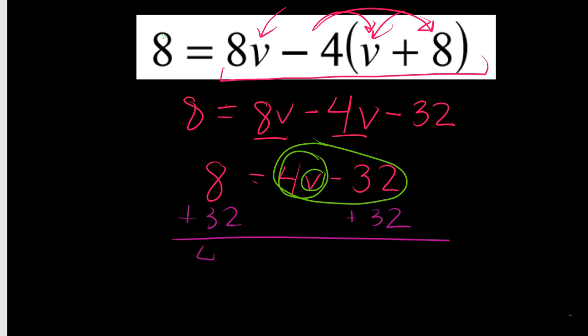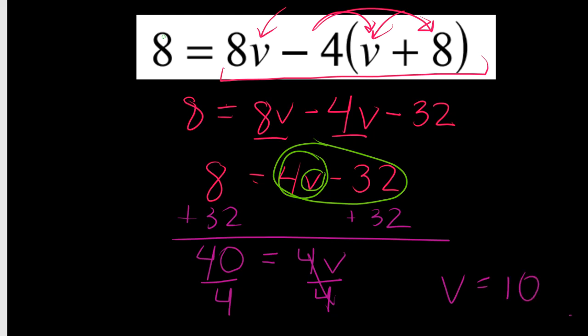8 plus 32 is 40 equals 4v. And we will divide by 4 to get v by itself. And it turns out that v is equal to 10 in this case.